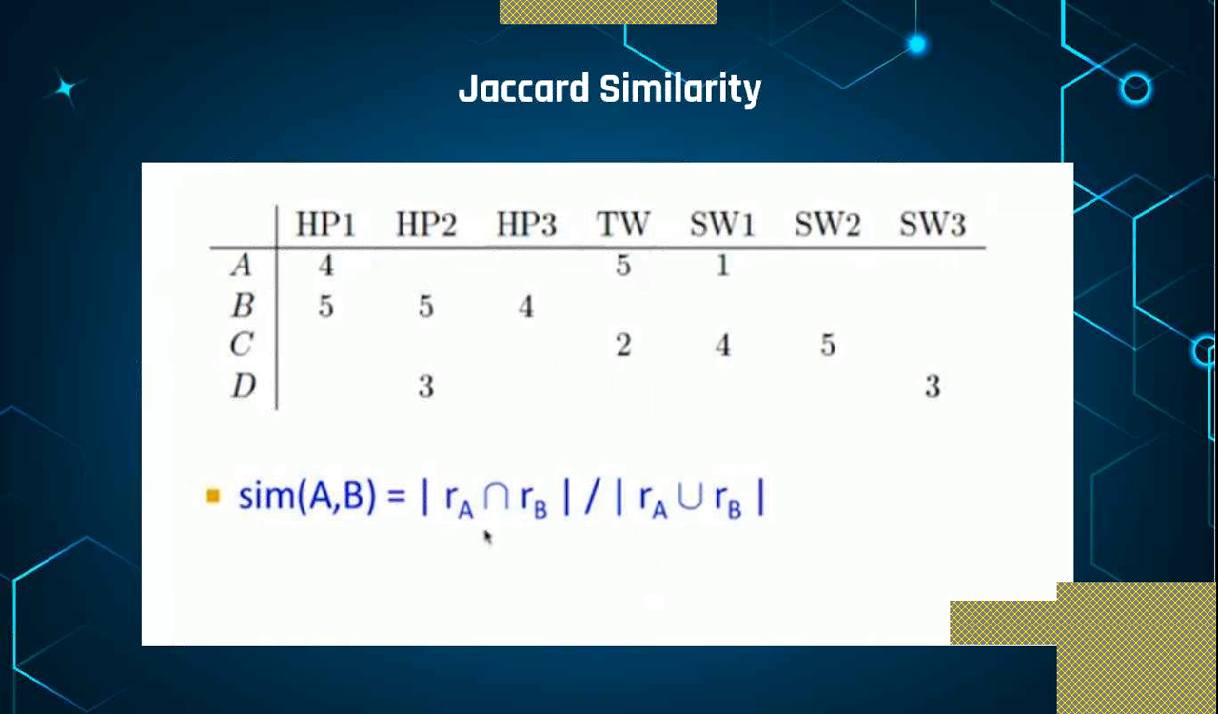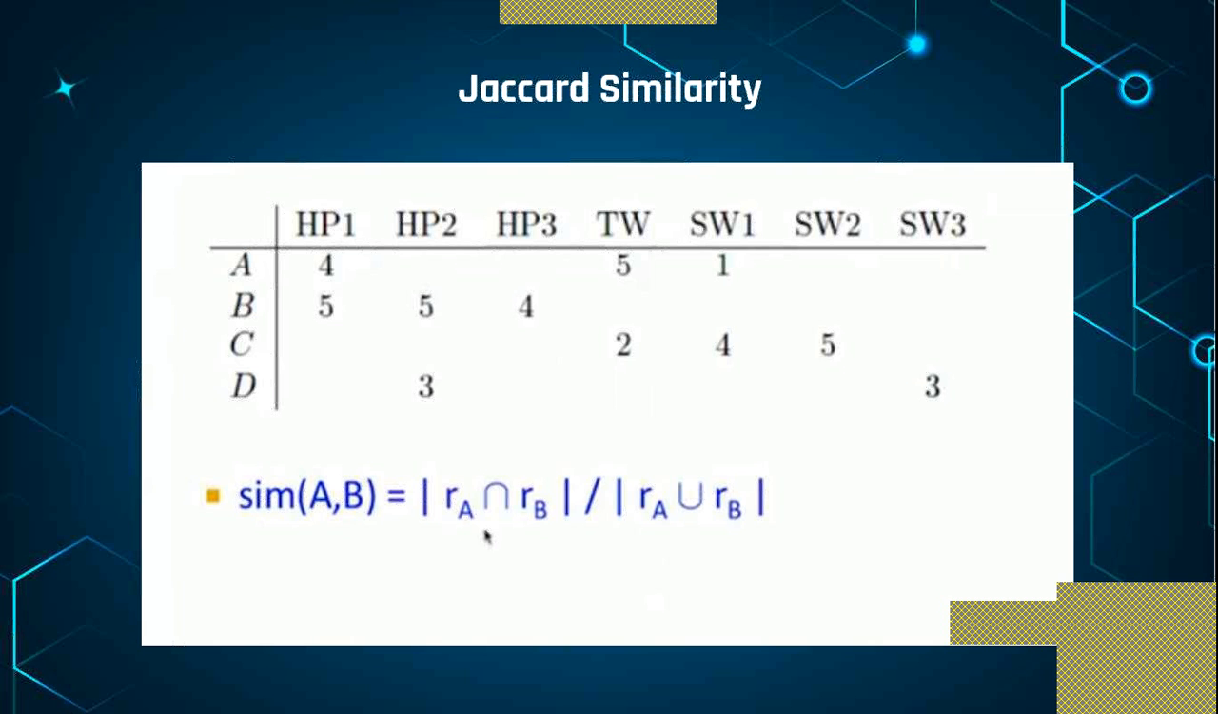The Jaccard similarity function, the formula is: mod of rating of A intersection rating of B, divided by mod of rating of A union rating of B. So this is called the Jaccard function. Here we have to find the similarity between user A and B, so we take all the ratings using the rating vectors RA and RB for user A and user B.